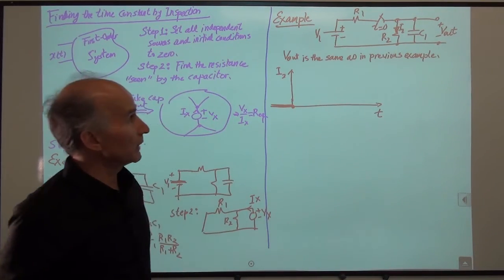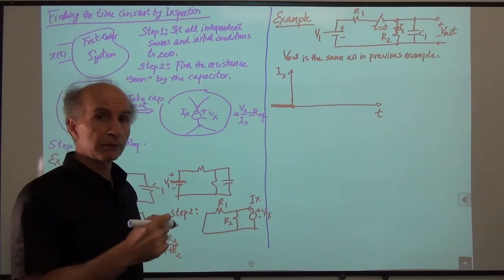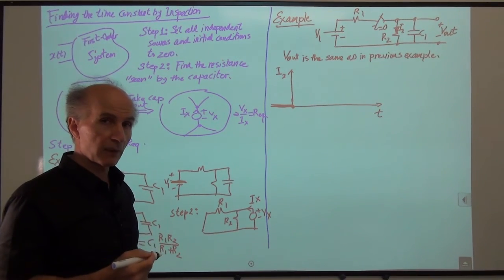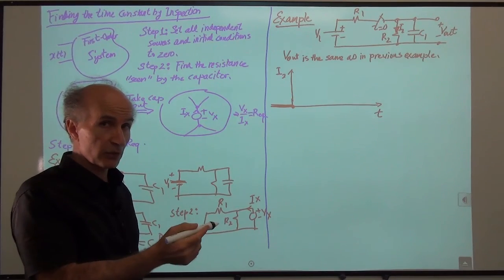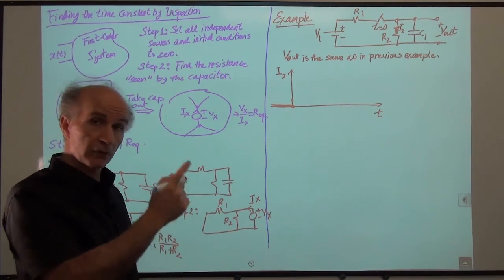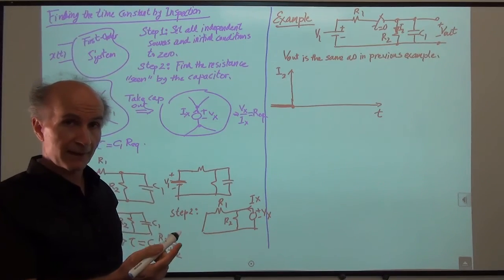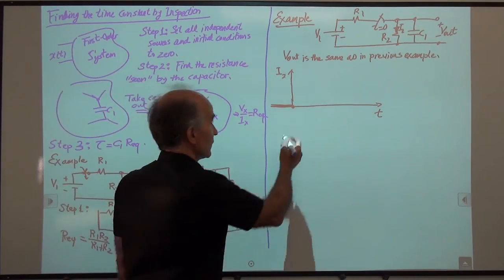What happens to I2 at time 0 plus? At time 0 plus, the voltage across C1 is still 0. The capacitor doesn't want it to change. So the voltage across R2 is still 0. So Ohm's law says that I2 is still 0.